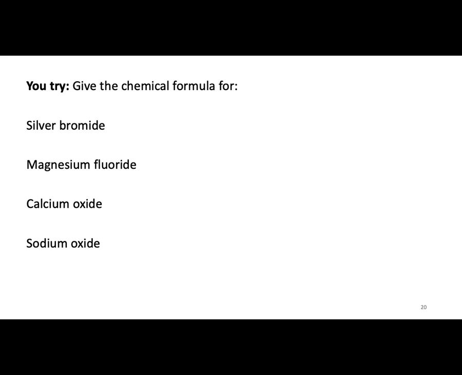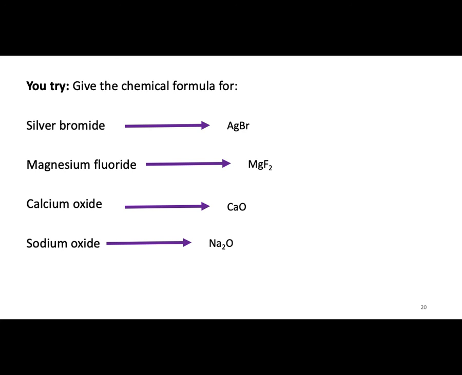Are you ready to try? Pause the video here, give these a try, and press play when you're done. Okay, how did you do? Let's look at the answers. Here is silver bromide. The formula is AgBr. Magnesium fluoride is MgF2. Calcium oxide is CaO. And sodium oxide is Na2O.